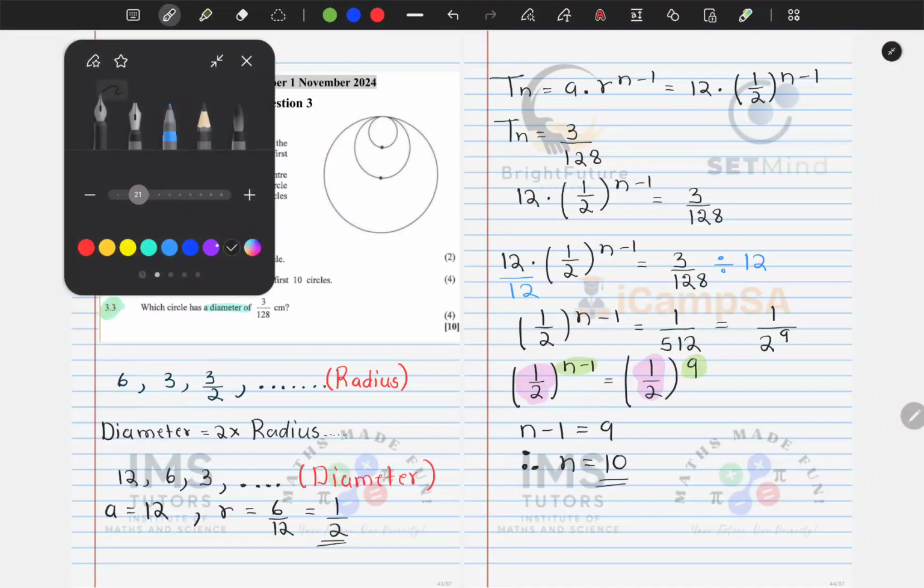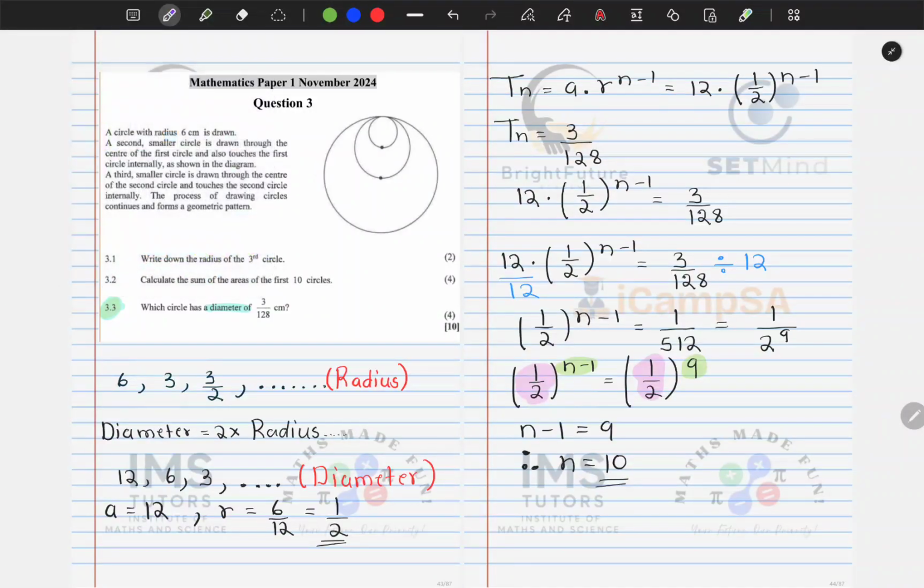So what is our conclusion for this problem? It is the 10th circle which has a diameter equal to that. So that is our conclusion. Our conclusion is that it is the 10th circle that has diameter 3/128 centimeters.